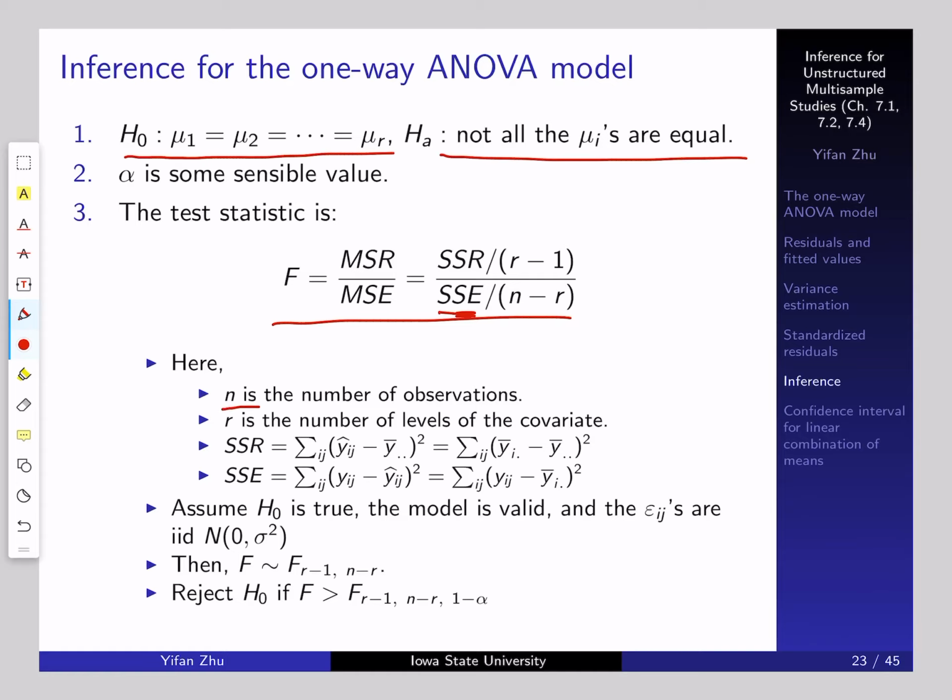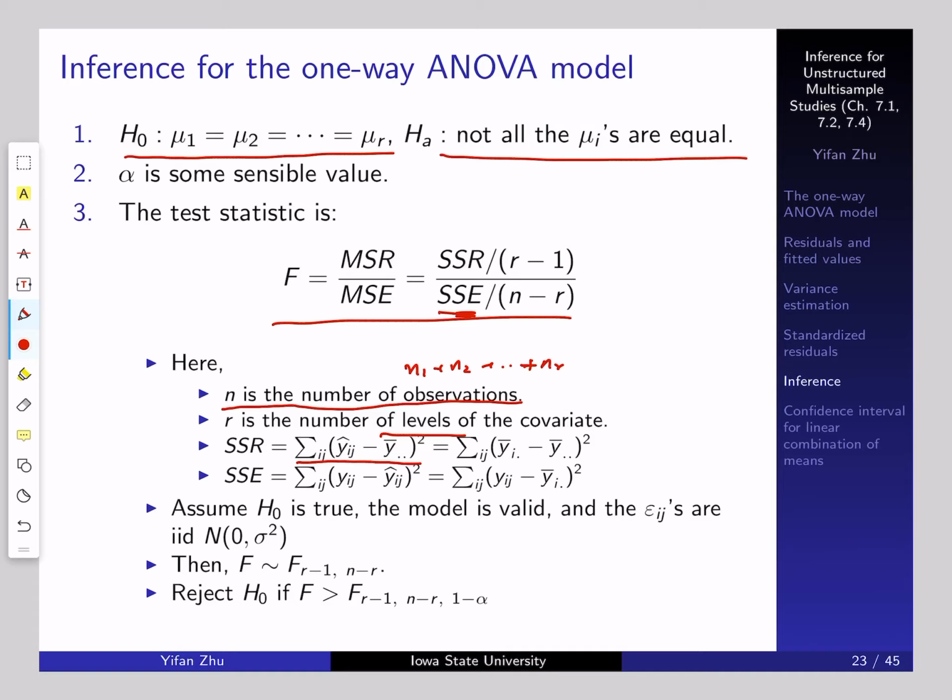Here N is the number of observations, that is N1 plus N2 plus NR, the total sample size. And R is the number of levels or the number of groups. There are R means for you to compare. And SSR is this: the sum of (yij hat minus y dot dot bar) squared.